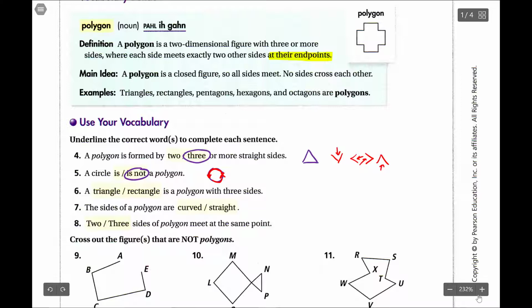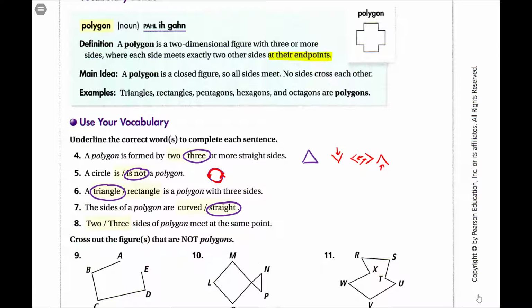Number 6, a triangle or rectangle is a polygon with 3 sides. We already know that a triangle is the simplest polygon, and it only has 3 sides. Rectangles have 4, and then we can keep going, pentagons with 5, and so on. Number 7, the sides of a polygon are straight. We mentioned that when we looked at number 5. If we drew, say, a half circle, that is not a polygon. That geometric shape has a curved property, so it cannot be a polygon.